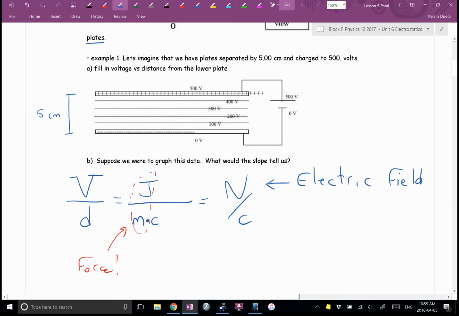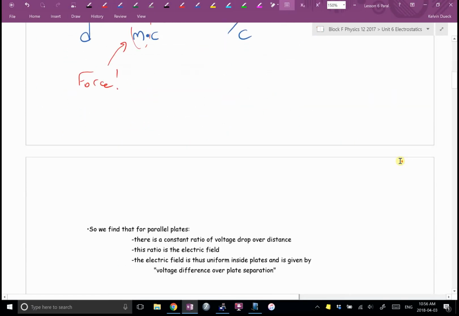If we were to graph volts per meter, the slope tells us the electric field, which gives us another way to calculate electric field. Do you remember at the very beginning of this unit, I said gravitational field had 2 units, meters per second squared and newtons per kilogram, and I gave you electric field, newtons per coulomb, and I said it also has 2 units. Today, we're going to learn another way to think about electric field.